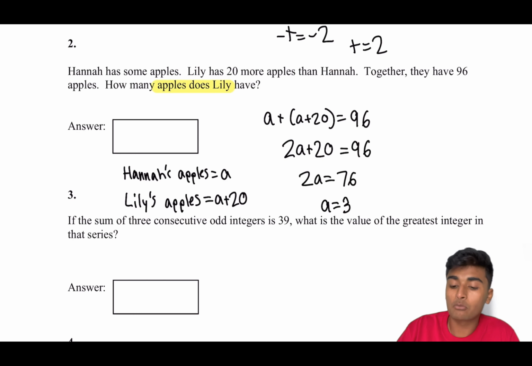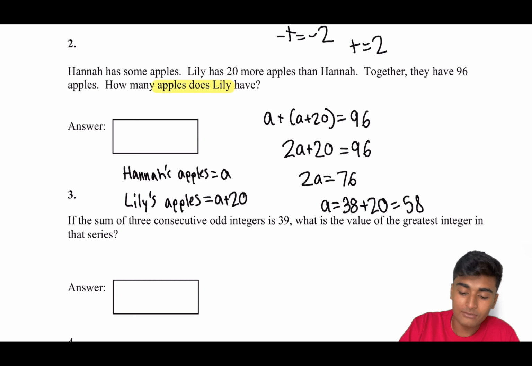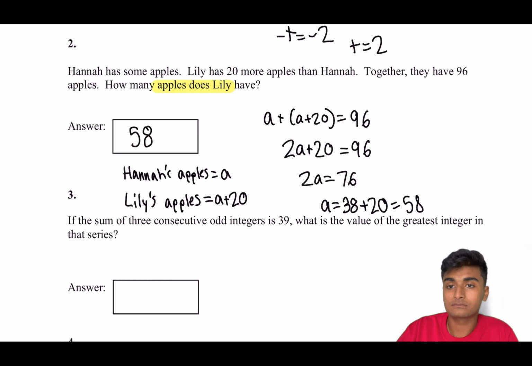But remember what I said and highlighted. We're trying to find Lily's apples, not Hannah's apples. And Hannah's apples equal A, meaning we have to add 20 to figure out Lily's apples. And this would give us 58 apples. Therefore, Lily has 58 apples, and that's our answer. The SAT will often try to trick you by adding both answers, 38 and 58. And a lot of people mess up on those.